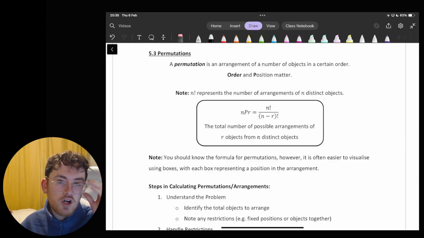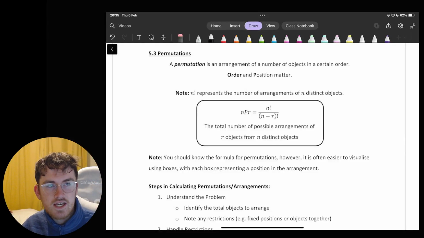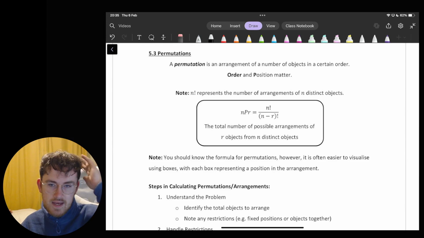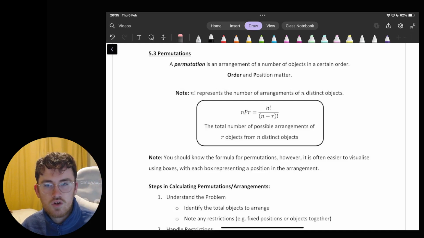Okay, so we'll look at permutations here. A permutation is an arrangement. That's the best way I can describe it, as an arrangement of a number of objects in a certain order. The idea here is that order, and even if we want to stick with P, position, matters.